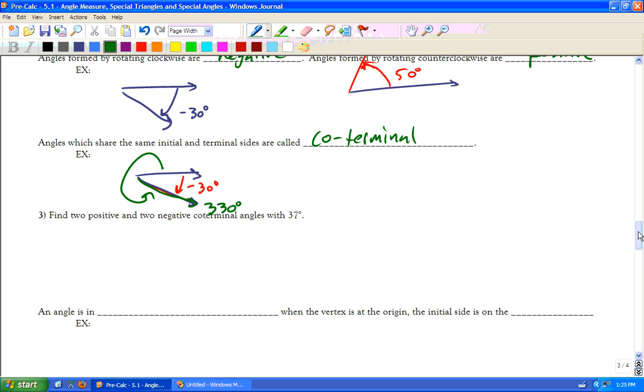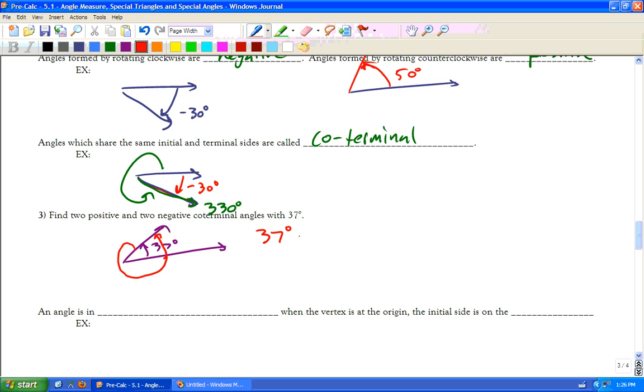This next question is asking us to find two positive and two negative coterminal angles with 37 degrees. So if we say here's our angle, which is 37 degrees, you've already rotated 37. Another way, and there are multiple ways, is to start at the 37 degrees and rotate all the way around, not only to our initial side, but all the way back to our terminal side. In other words, if we go a full circle around this 37 degrees, we'll come up with another terminal side.